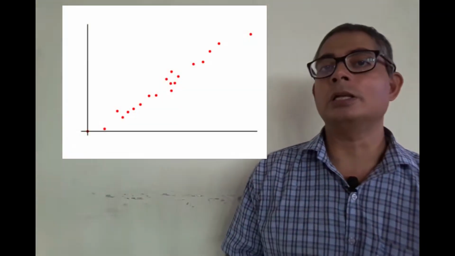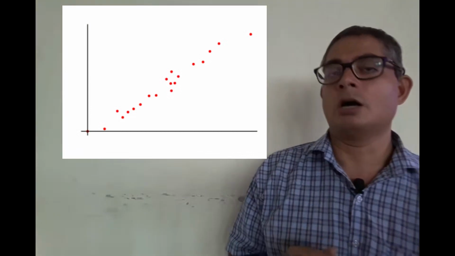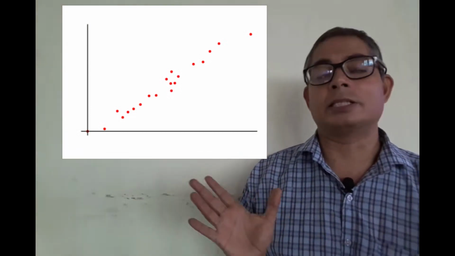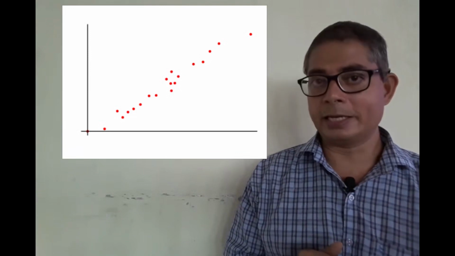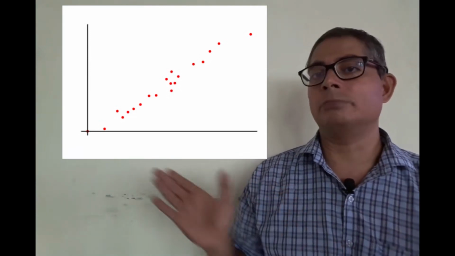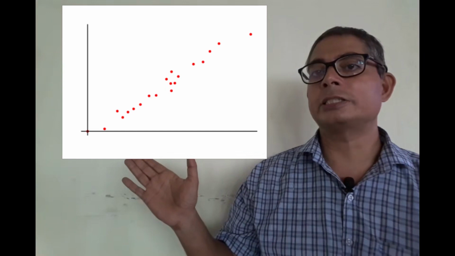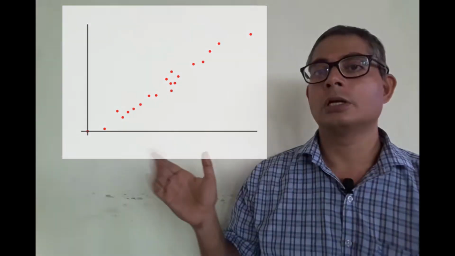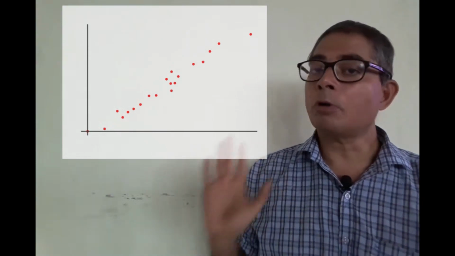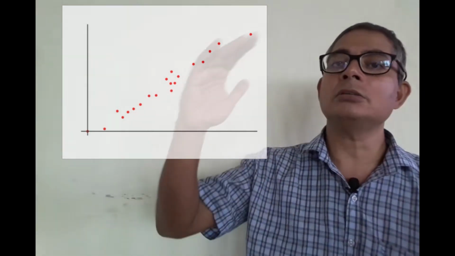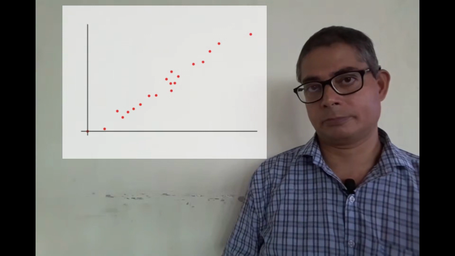Here, for example, is a plot of bivariate data presented as a scatter plot. Now, bivariate means that there are two variables. Suppose I call this x and this y. The plot shows an increasing linear relation.